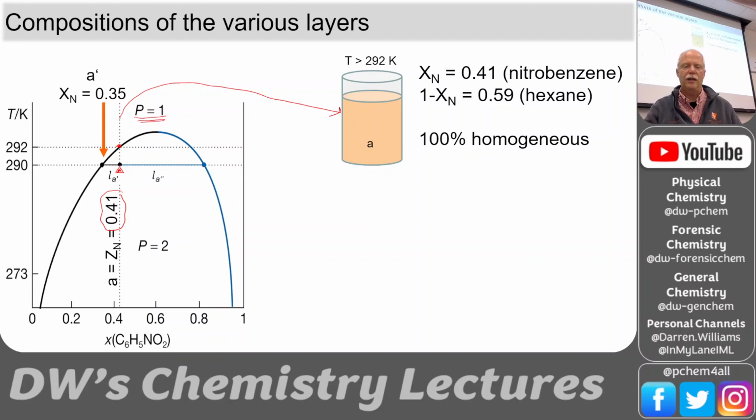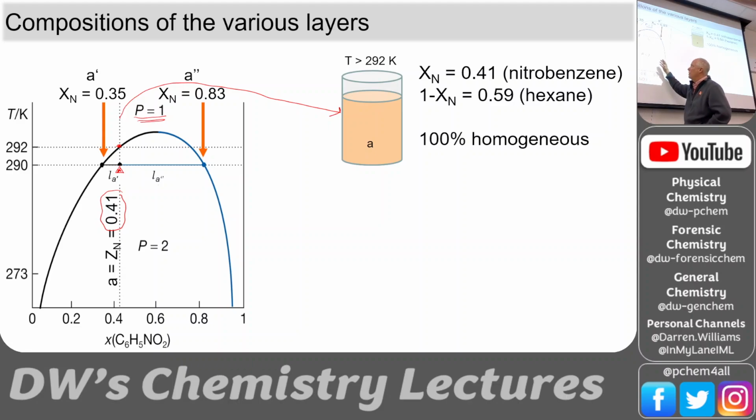If we go down to 290, then this far left side is 0.35, the far right side is 0.83. So those are the compositions of our layers. Now this is a good point to make. When I was growing up as a chemist, I thought that the layers were pure, right? If you have chloroform and water, I figured the water phase was pure water and the chloroform phase was pure chloroform. It is not. Okay, there's water in that chloroform and there's chloroform in that water. Maybe not a lot, but there's some.